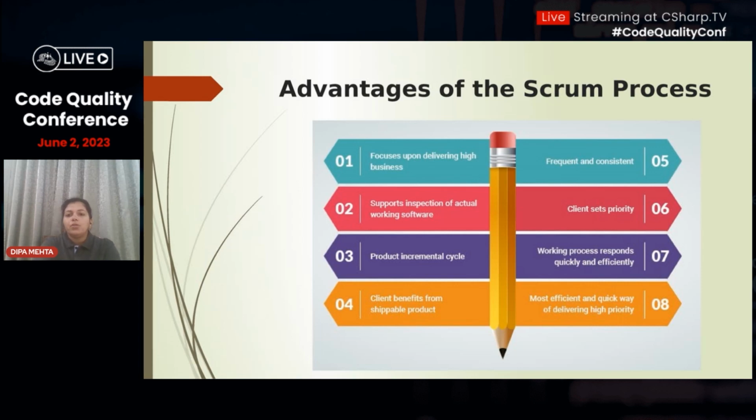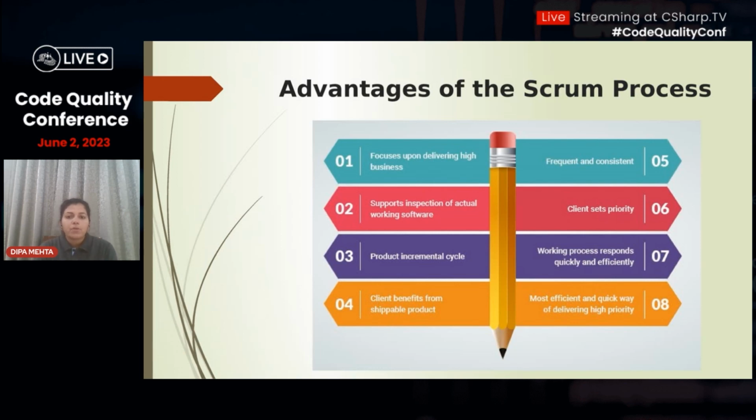Now, why we chose this Scrum process? These are the basic advantages, like it focuses on delivering high business value. We go with the many parts of such a big problem. So delivery speed is getting higher, so it's always helpful in our business.